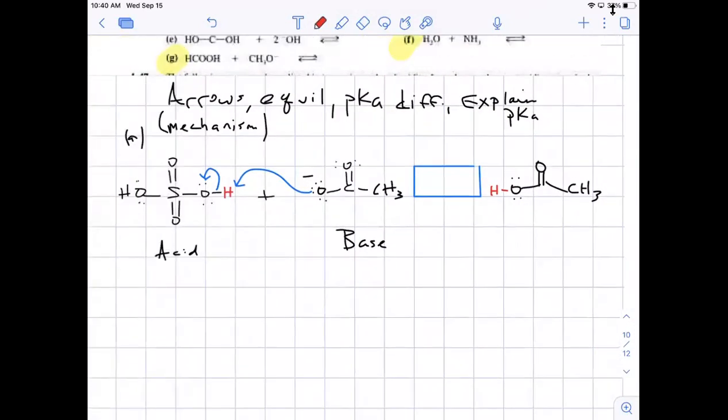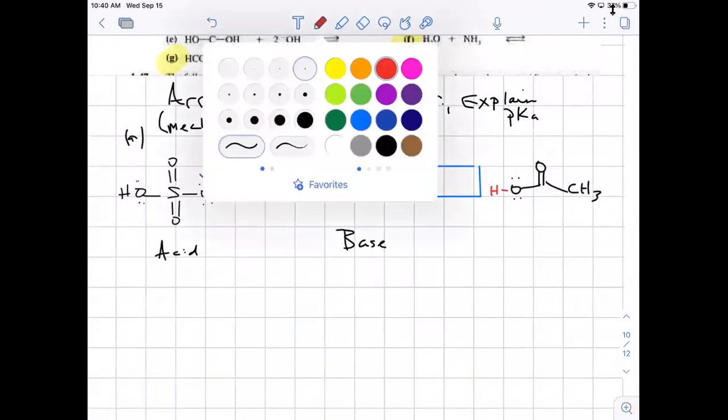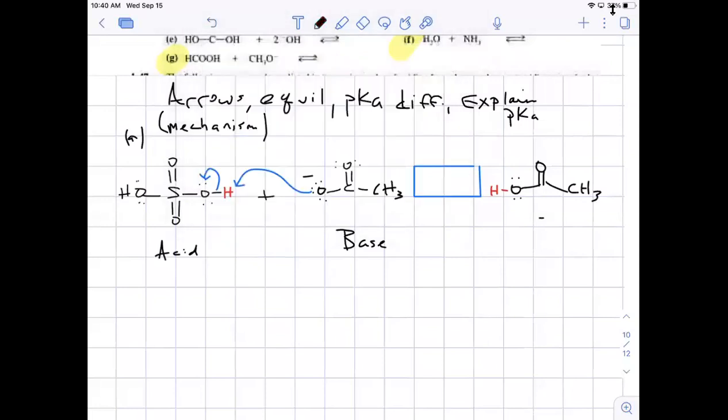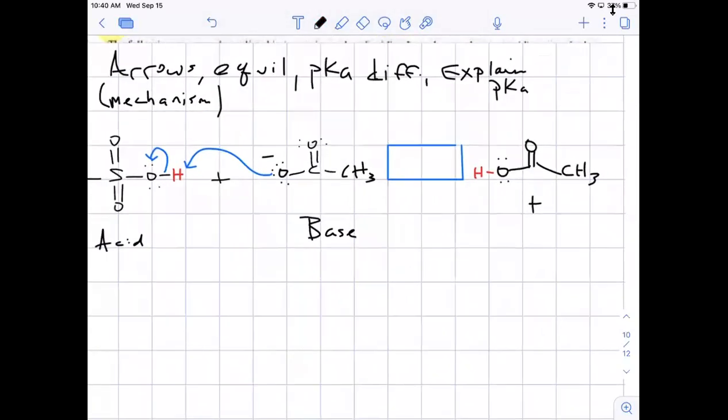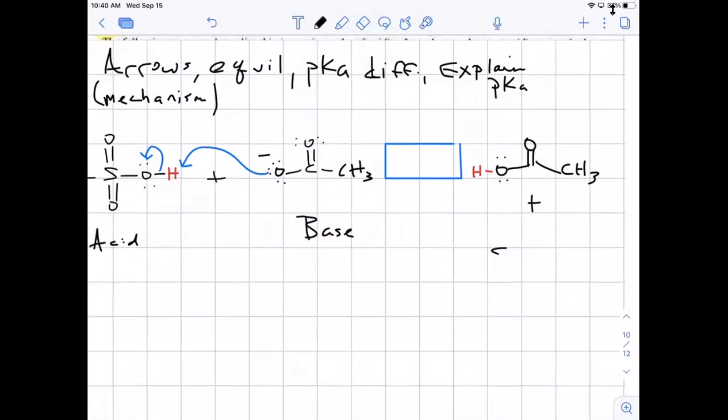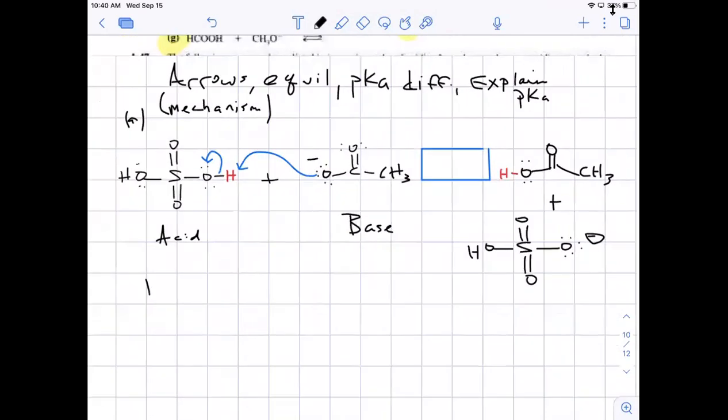Yes, no, maybe. Yes. That plus what? What's my conjugate base going to look like? Is it going to look like that? Yes. Okay, great. Now, what's the pKa of sulfuric acid?